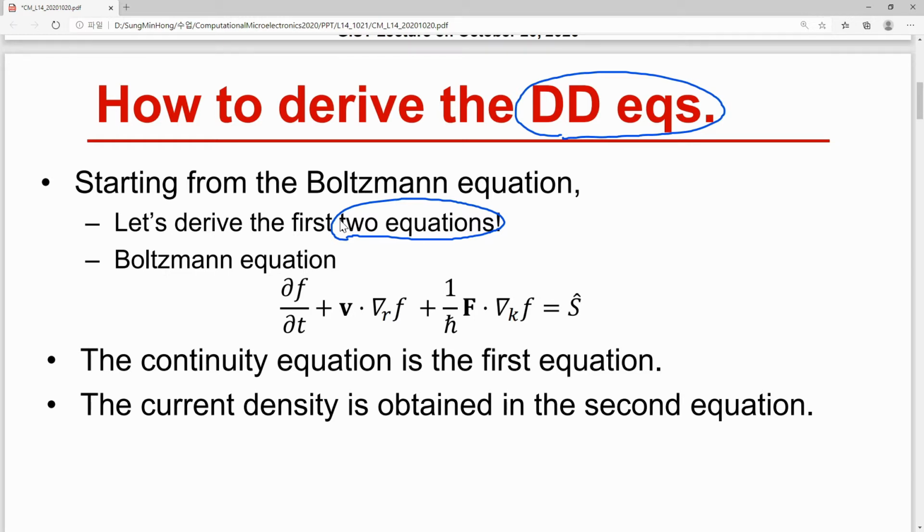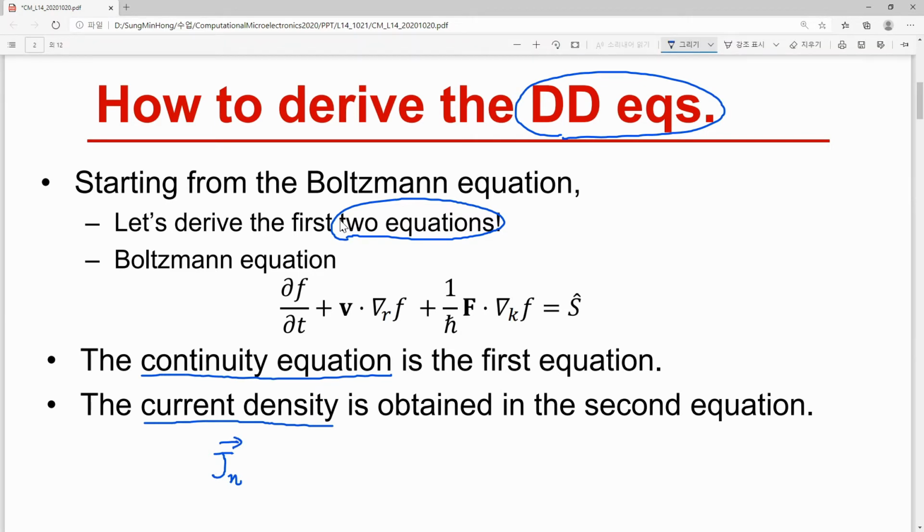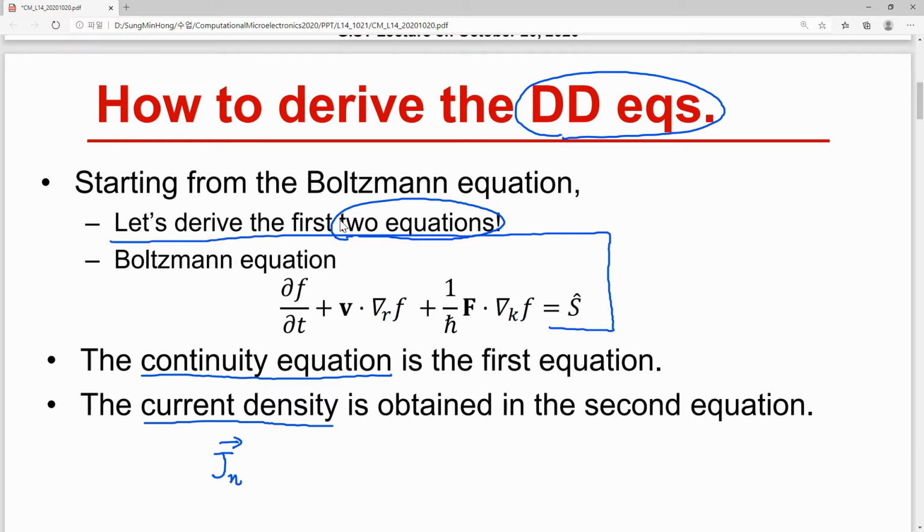The first one is the continuity equation, and the second one is the expression for the current density. Here, current density means the electron current density, J sub n. Yes, you know it quite well. And we will try to derive them from the Boltzmann transport equation. Here we have it, but let me just explain it once again.